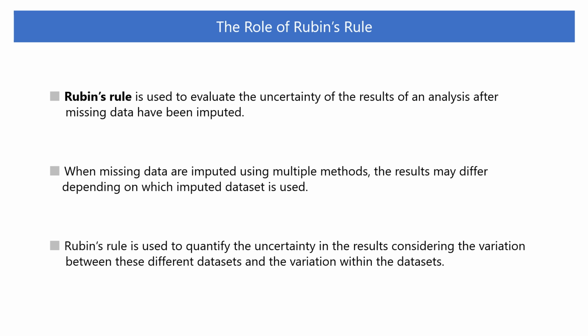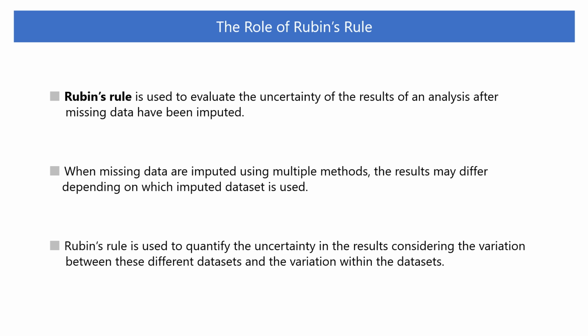Rubin's rule is used to evaluate the uncertainty of the results of an analysis after missing data have been imputed. When missing data are imputed using multiple methods and the imputed data are then used in an analysis, the results may differ depending on which imputed dataset is used.